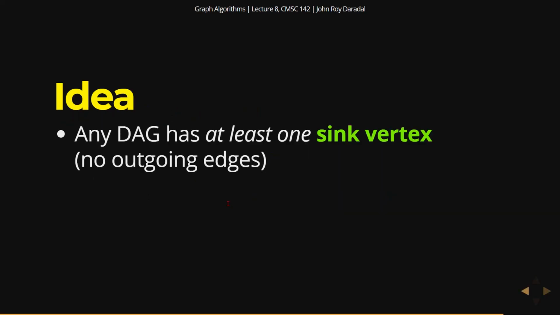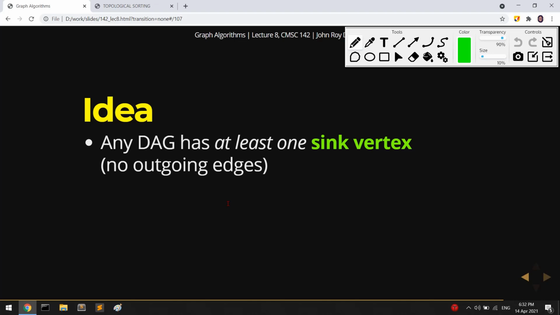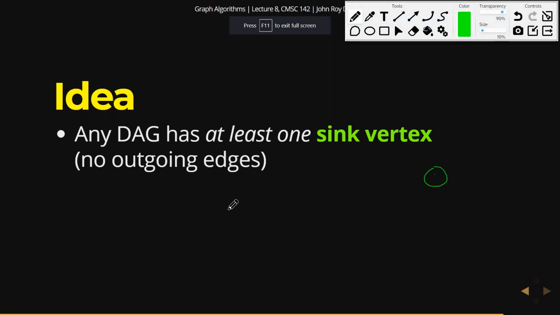So the idea is any DAG has at least one sink vertex. A sink vertex is a vertex or a node without any outgoing edges. Okay, so what do we mean by that? If it's a sink node or a sink vertex, then it only has edges going in, right? But there are no edges going out. Nothing going out. So it's a sink because basically everything is going into that node, but nothing is going out.